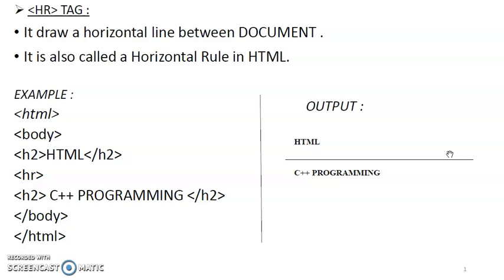And then you write H2, that is a C++ program, and then your body tag is closed and your HTML tag will be closed. Okay, so you can see in the output, whenever you write the HR tag in between the HTML and C++ programming, the horizontal line is drawn in between those two lines or two sentences. Okay, so the simple meaning of HR tag is what? It is used to draw the horizontal line between two documents or two texts.